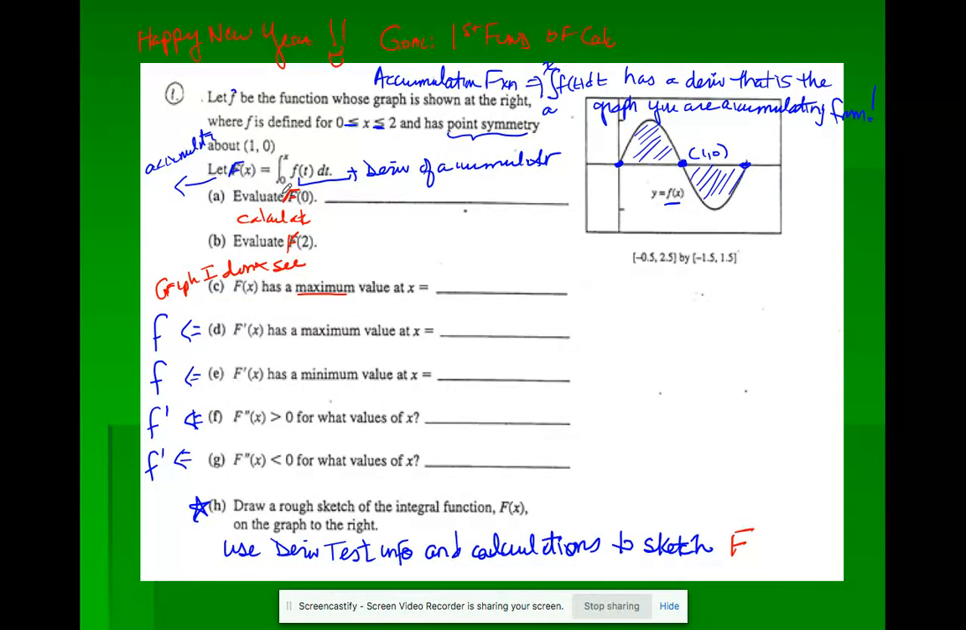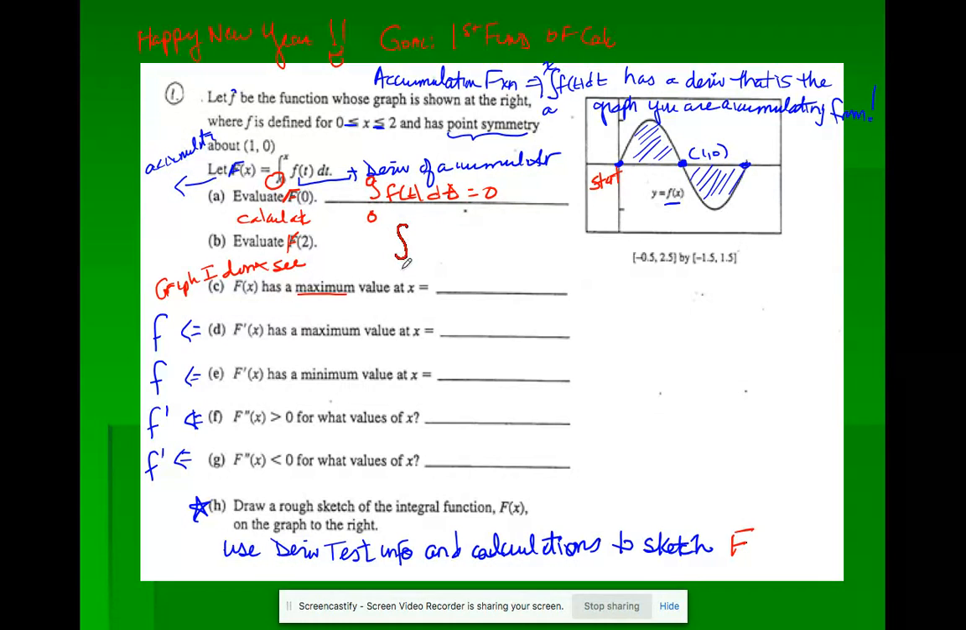Evaluate capital F of 0. So notice that my starting limit of integration is 0. Right, 0. And they want me to go from 0 to 0. Well, I don't care what my graph looks like. If you are accumulating 0 to 0, under any graph, your dt is 0, so your integral is 0.